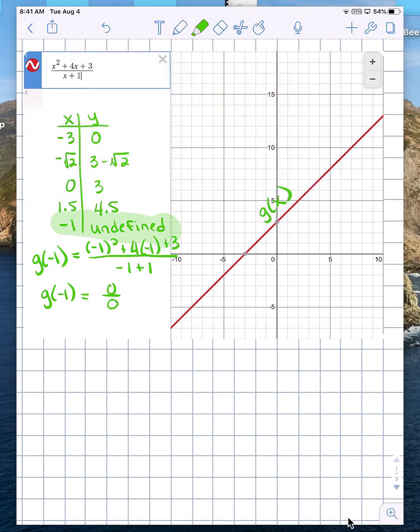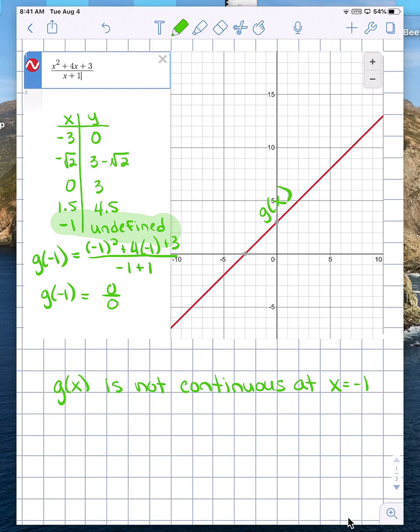This is a really important point here. What that means is that this function is not continuous at x equals -1. That point is undefined. So we're going to say g of x is not continuous at x equals -1.